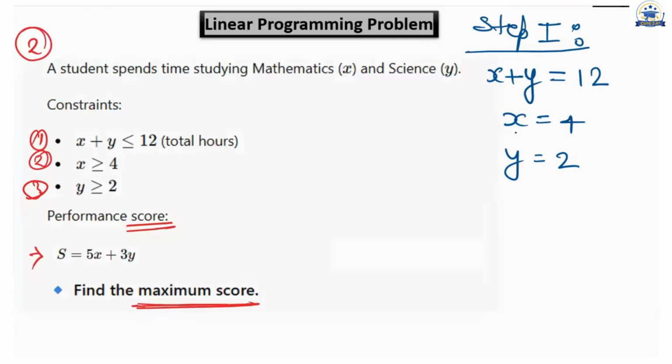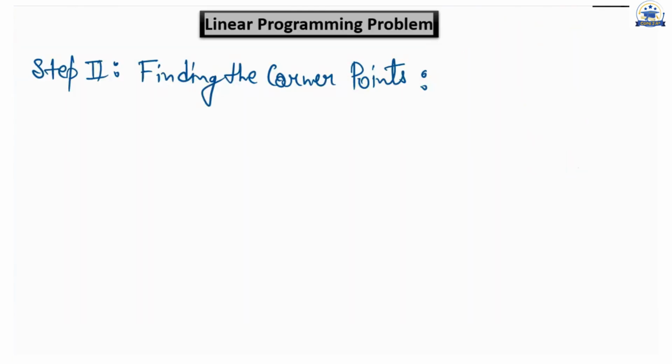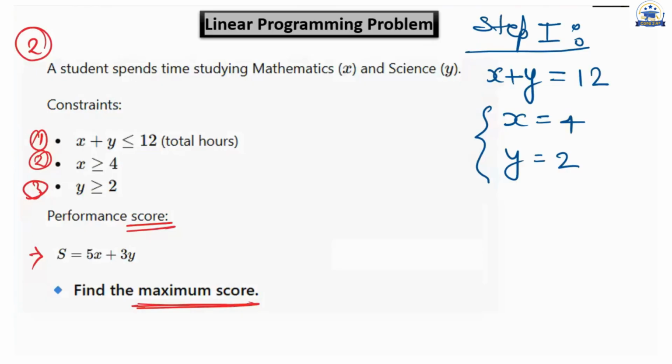Let's see. Here we have x equals 4 and y equals 2. So take 2 lines. Minimum, how many lines do you have to take? 2 lines. With the help of 2 lines, we can find the coordinates. Taking x equals 4 and y equals 2, what are we getting? The coordinate 4, 2.